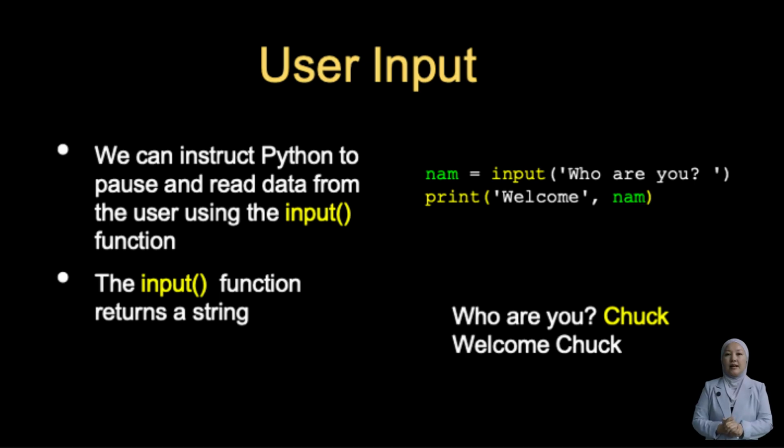Speaking of user data, we get it using the input function. This function prints a prompt, pauses the program, and waits for the user to type something and press enter. It always returns the user's input as a string. In the first example, we store that string directly in nam. If we want a number, we must convert it.